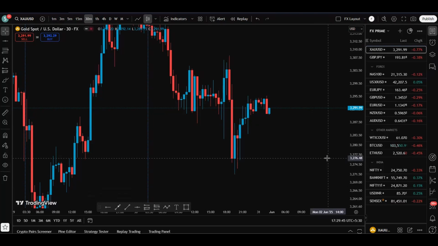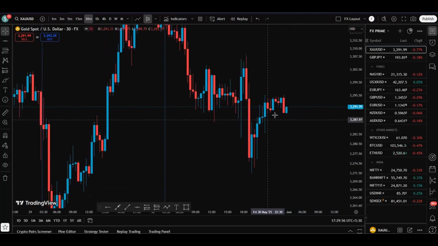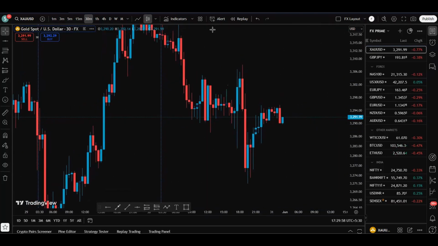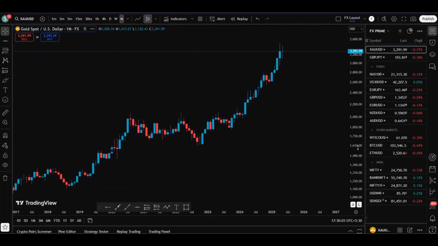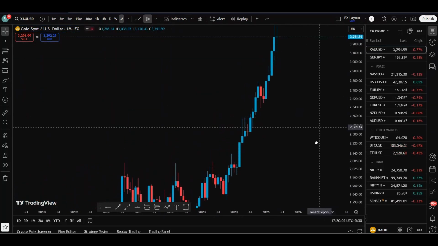So in this video, we are going to start our analysis with the monthly time frame, and then we will go down to lower time frames: weekly, daily, 4 hour, 1 hour, and 30 minutes time frame. So without wasting any time, let's get started. First of all, we are going to start with the gold monthly time frame. So let's go to the monthly time frame to see what exactly is happening on the monthly time frame.